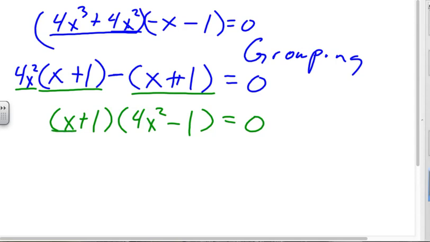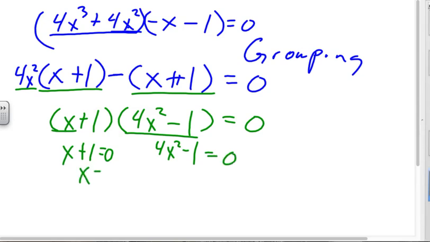So now I've got two products. I set each one equal to 0. I have x plus 1 equals 0, and 4x squared minus 1 equals 0. This gives me x equals -1. These are the roots we got before. 4x squared equals 1. X is plus or minus 1/2, which are the same ones we got before.